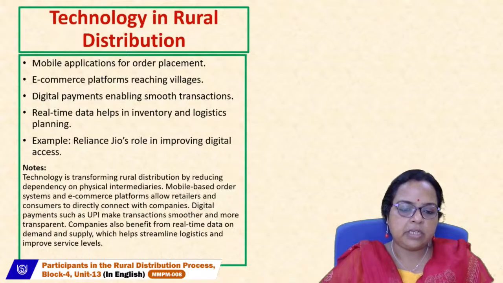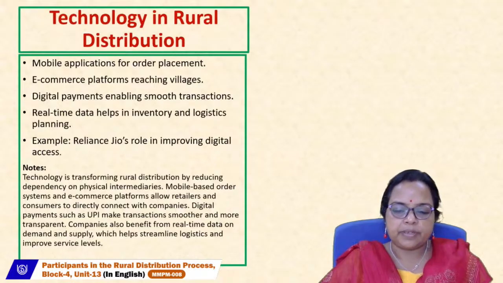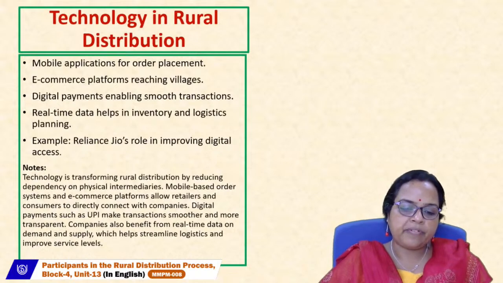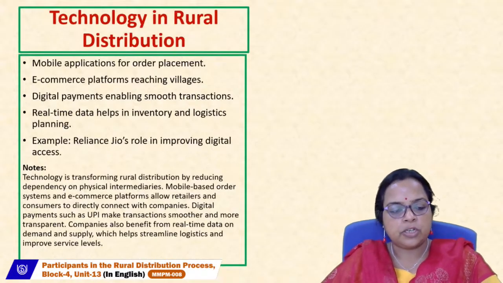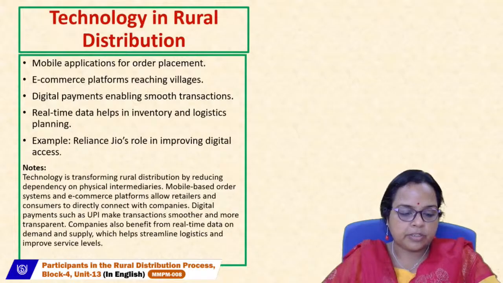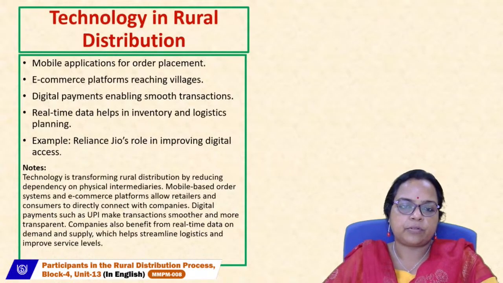Mobile-based order systems and e-commerce platforms allow retailers and consumers to connect directly with companies. Digital payments such as UPI make transactions smoother and more transparent. Companies also benefit from real-time data on demand and supply, which helps streamline logistics and improve service levels. To understand technology in the rural distribution channel, we are very close to using technology in our day-to-day life also. Even in the rural belt, people are using technology.